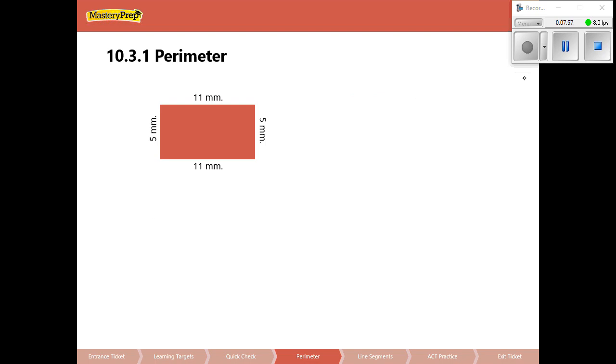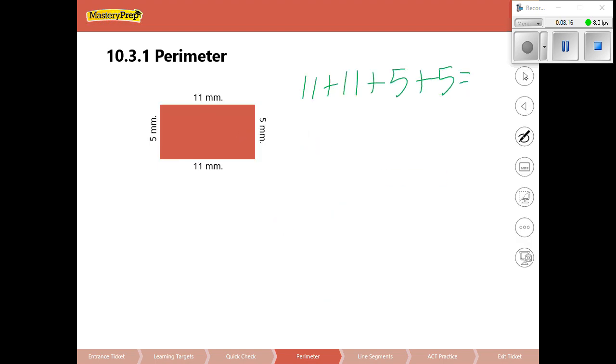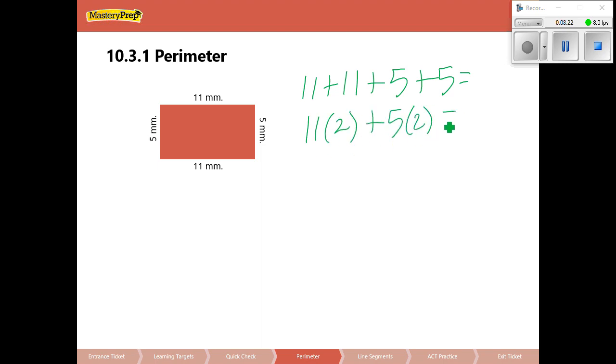Like if we look at this one here. So what's one way we can find the perimeter? So 11 plus 11 and 5 plus 5, yes? How else could we have done this? 11 times 2 and 5 times 2. So 11 times 2 would be 22, 5 times 2 is 10, so it would be 32. This here would be 32. Is there another way that we can do this?